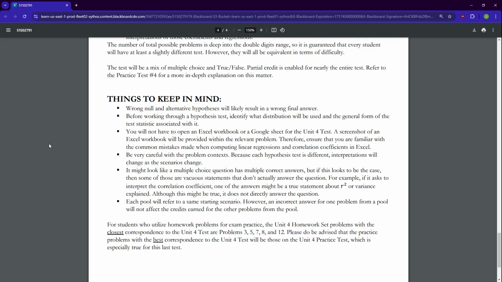To keep going, again, be careful with your problem context. You can be asked for multiple different errors in the context of each problem, just as in the real world you have to consider multiple possibilities for things to go wrong. So ensure that you're very carefully paying attention to which context is being asked for. And in a similar vein as I mentioned for the correlation analysis, you can have multiple answers that look correct, but many of them are vacuous statements that don't mean anything to what's being asked.